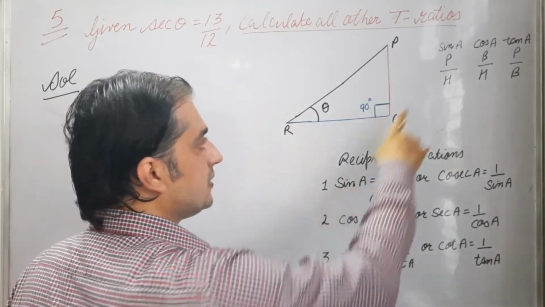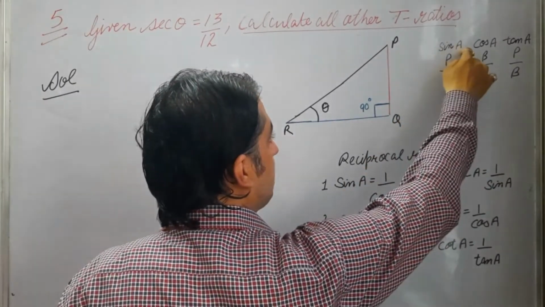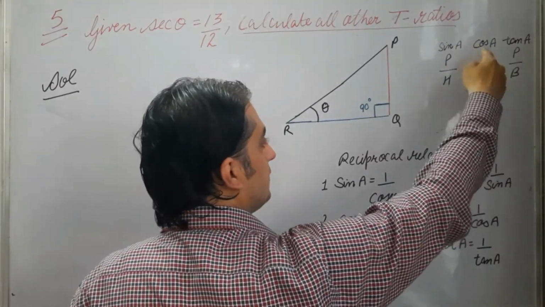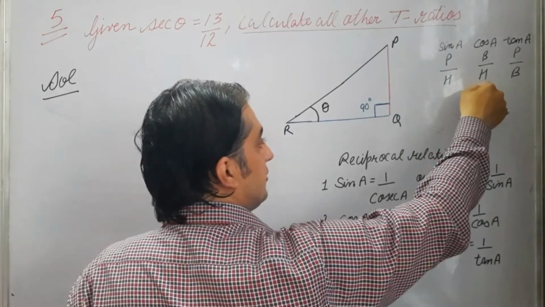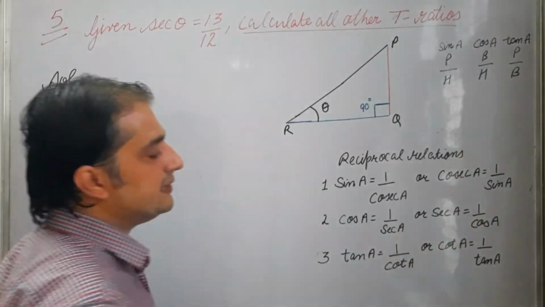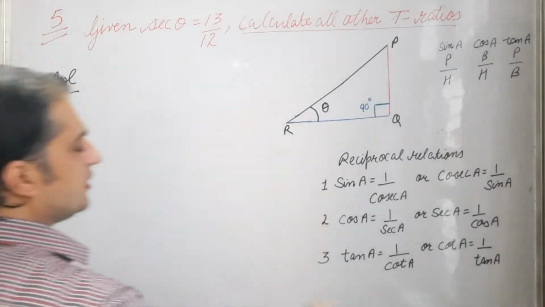So you know about sine and cosine. If you know the value of sine, you can easily find the value of cosecant. If you know the value of cos, you can easily find the value of its reciprocal, that is hypotenuse upon base, that is secant. So these are the reciprocal relations.